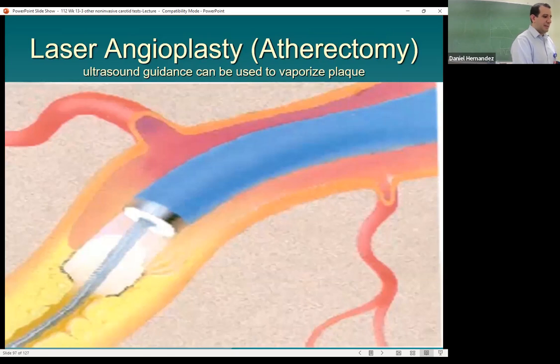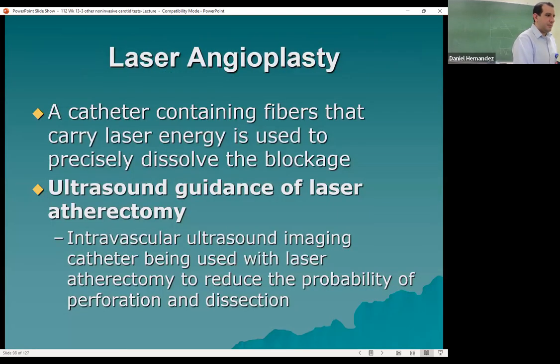We could potentially use laser to try and vaporize some of these plaques. This is laser angioplasty. Again, using that laser to break up the plaques and dissolve these blockages.